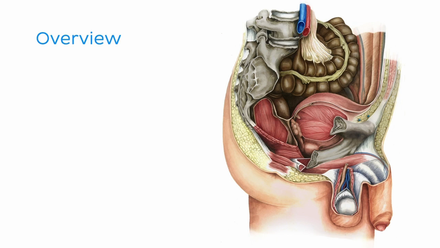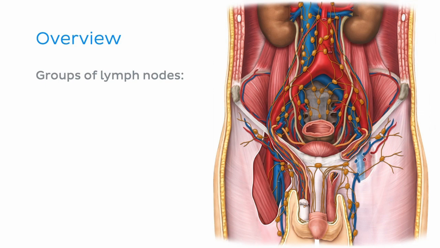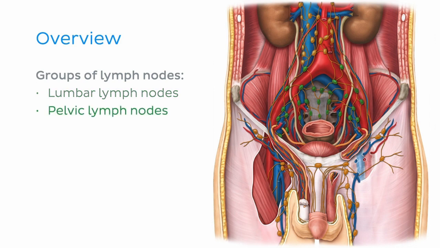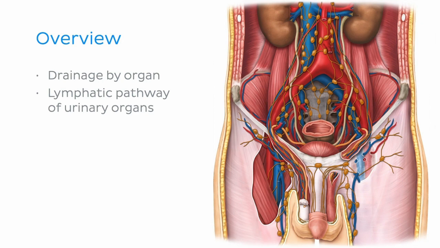To start with in this tutorial, we'll have a quick look at the main urinary organs to remind ourselves of what they are, their location, and their relationship to each other. Then we'll talk about and discover the various groups of lymph nodes that drain the urinary organs. This will include two main groups of nodes, the lumbar nodes and the pelvic nodes. Finally, we'll be able to put it all together by looking at the drainage by organ. By doing this, we'll see the pathways that lymph takes from the urinary organs to the venous system.